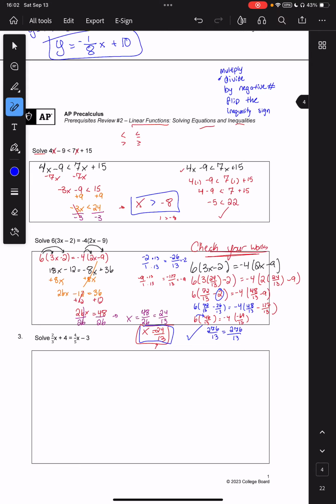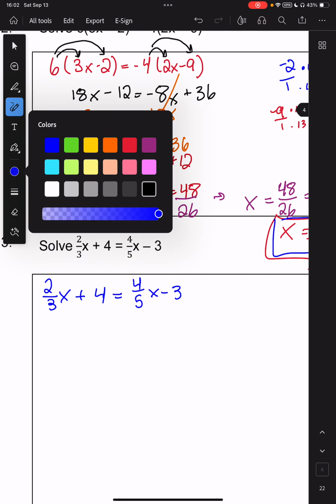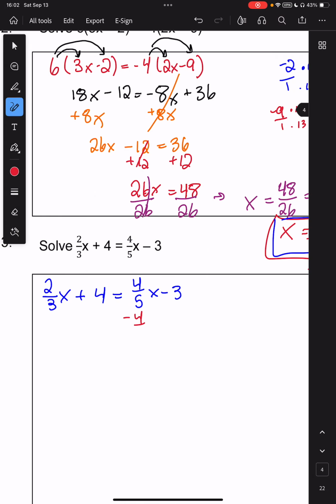Okay, so now let's work on 3. Again, we have some fractions, but this is still doable. So we have 2 over 3x plus 4 is equal to 4 over 5x minus 3. So let's bring all of our x's over to one side. So let's just subtract 4/5 x from both sides. And so our left side is 2/3 x minus 4/5 x plus 4 is equal to negative 3.